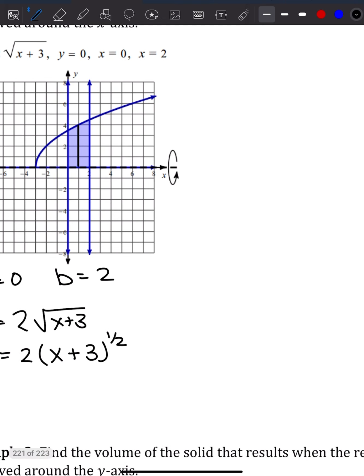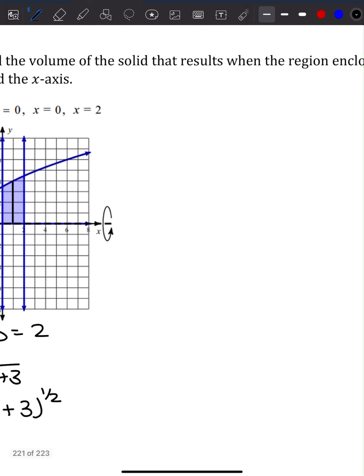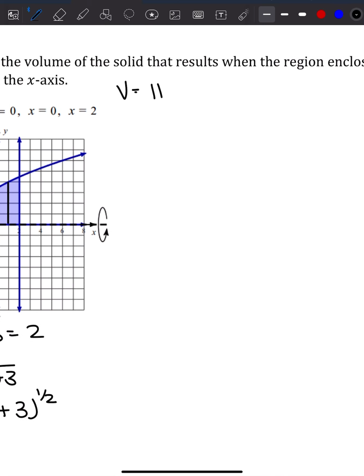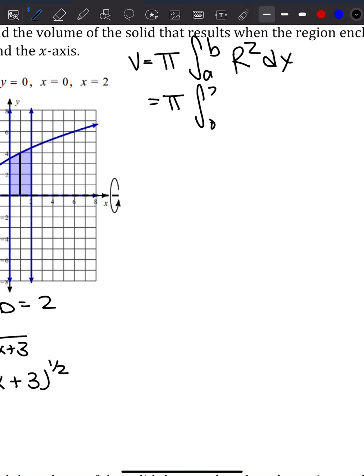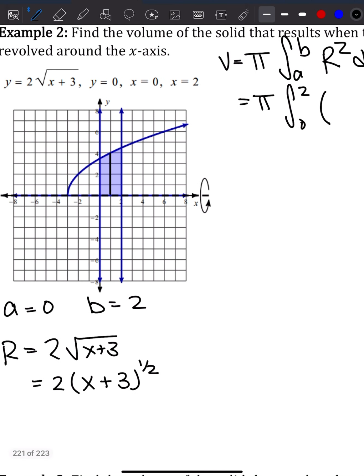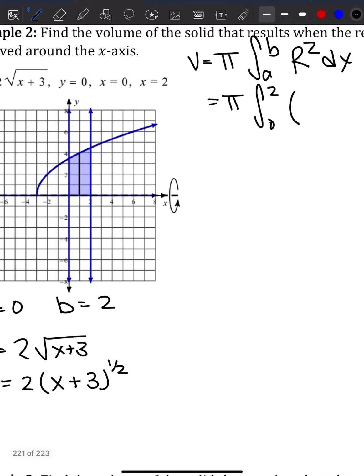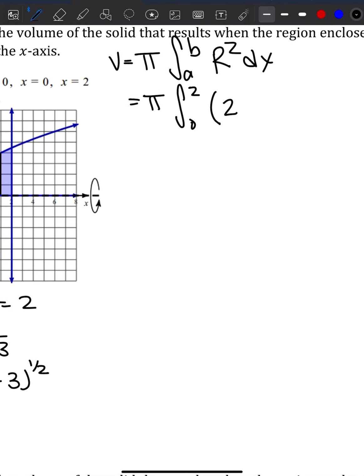Okay, so we're going to put this into our volume function. Remind ourselves that our volume function is pi times the integral from a to b of r squared dx. This means pi times the integral from 0 to 2 of our radius, which is 2 times x plus 3 to the 1/2 power. But we need to square it because it's r squared.